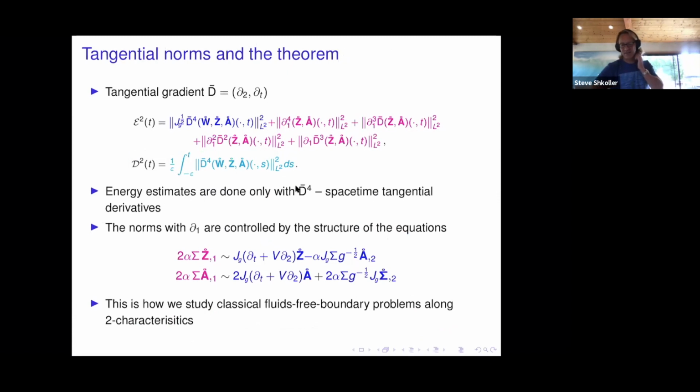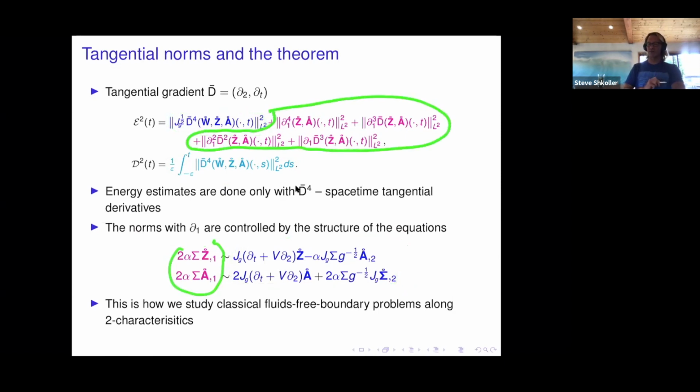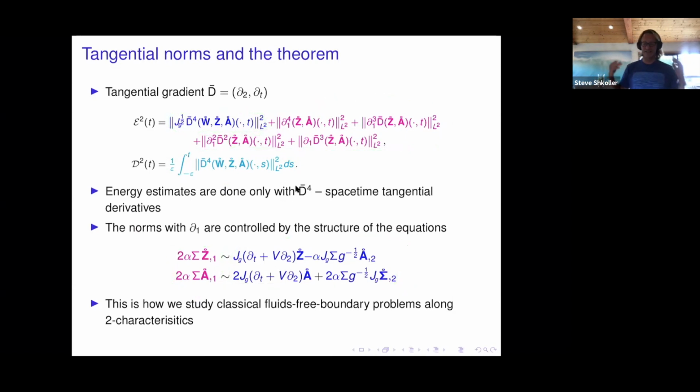Let me just sort of say just a couple of things about this. So the energy estimates are done with only 4 tangential space-time derivatives. That explains how you get this norm. I explained how you get the damping. These additional 1 derivatives on Z and A come just from the structure of the equation. They're essentially elliptic type estimates, and they just follow from the structure of the equation. So everything in blue is controlled by this basic energy norm, and then what's in magenta is coming from the equation and gives you these additional norms in our energy function. And as I said before, this is exactly how we study classical fluids free boundary problems, but along the 2 characteristic, where it's a lot easier in some sense.